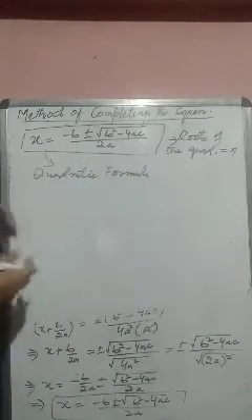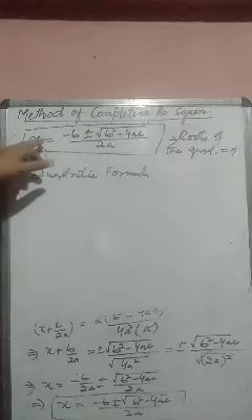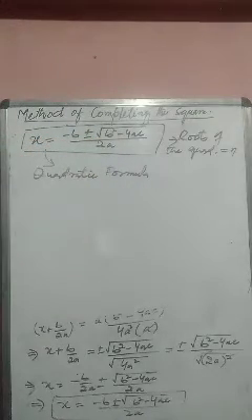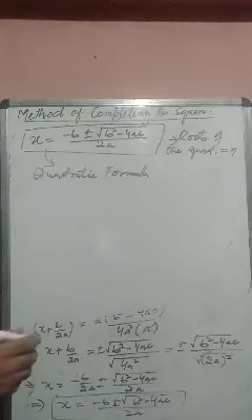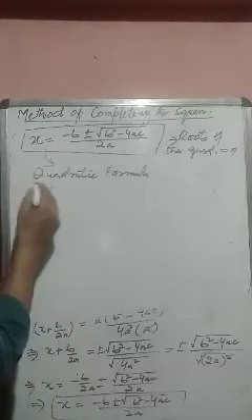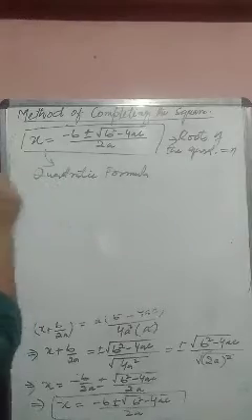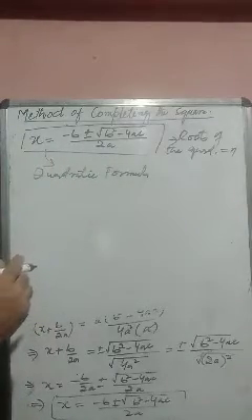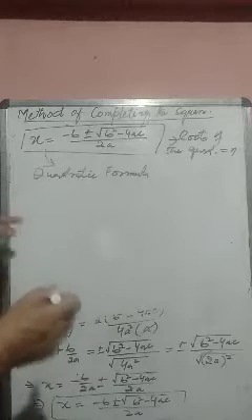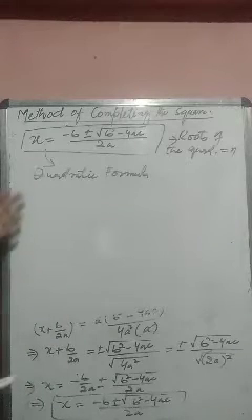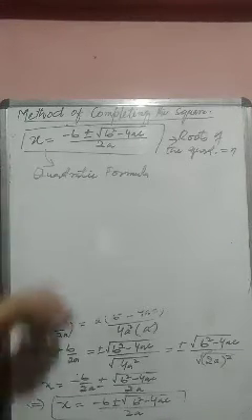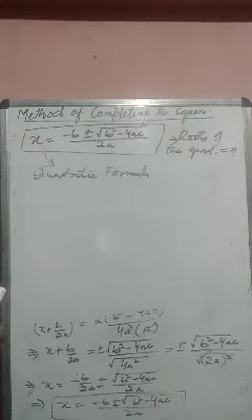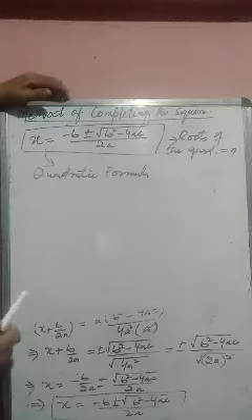What is the quadratic formula? This is x equal to minus b plus minus square root of b square minus 4ac divided by 2a. This is known as the quadratic formula. Now here a, b, c are present in the given quadratic equation. Now if you are asked to find the roots of the given quadratic equation by the method of completing square, then you have to proceed like this, by which we found the roots of the given quadratic equation.